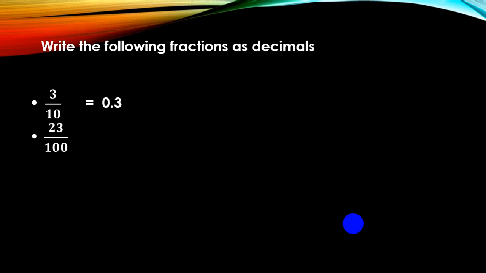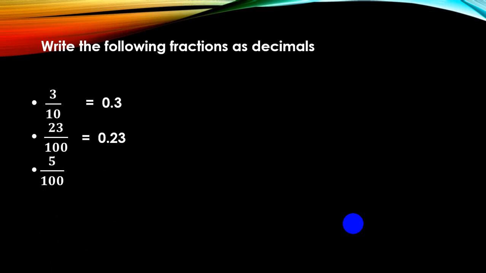Let's see another one. If I have 23 out of 100, the denominator here is 100. So it's easy to write it as a decimal. How many digits up? Yes, 2 digits. Number 23 contains 2 digits. How many zeros down? 2 zeros. So I can write the numerator after the decimal point like this. 0.23.